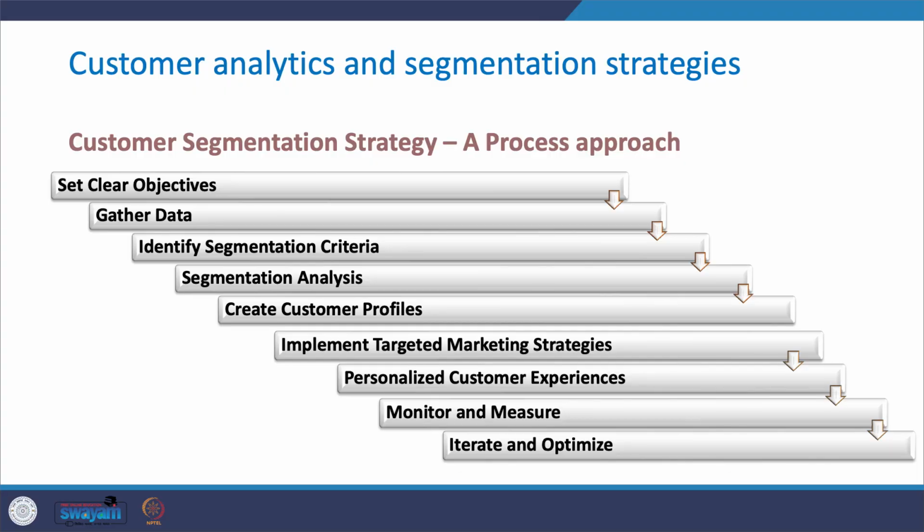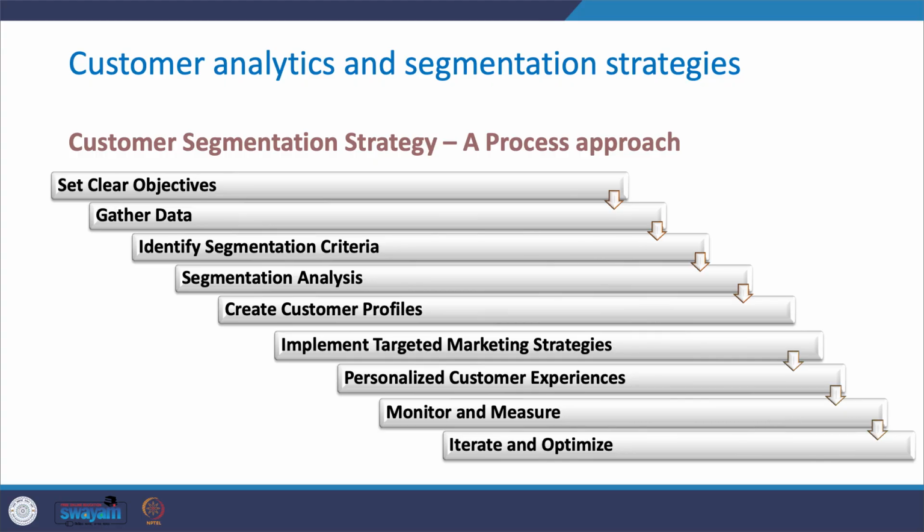Second step is gathering of data. Collect relevant data about your customers. This can include demographic information, purchase history, online behavior, feedback, and any other data points that provide insights into customer characteristics and preferences. Third step is identify segmentation criteria.